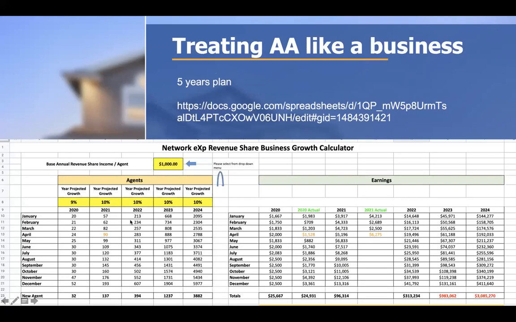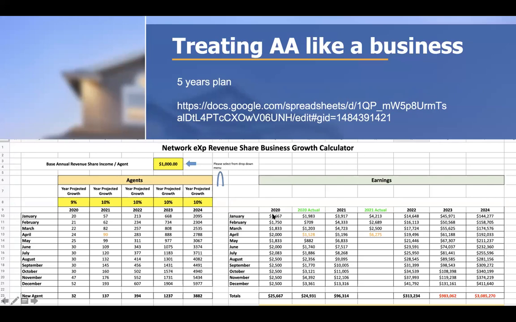Right, so let's say we treat it like a business. Let's make it a 5-year plan. This is actually amazing for me when I look at the number. If you don't have the link, I put it here, and I would recommend that you go over this with your business partner and come up with a 5-year plan for your agent attraction business. If you treat it like a business, it's going to pay you like a business.